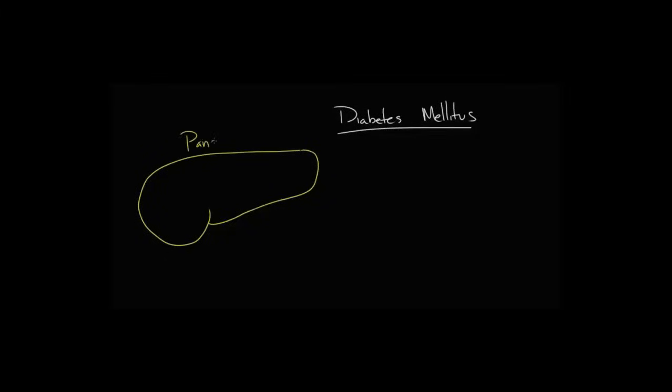Diabetes mellitus is a group of disorders that's caused by improper function of insulin, which is a hormone produced by the pancreas. And insulin is responsible for helping regulate blood sugar or glucose levels in the blood. Now, since it's a group of diseases, there are actually multiple different underlying causes of diabetes mellitus, and one of these causes is known as type 2 diabetes.